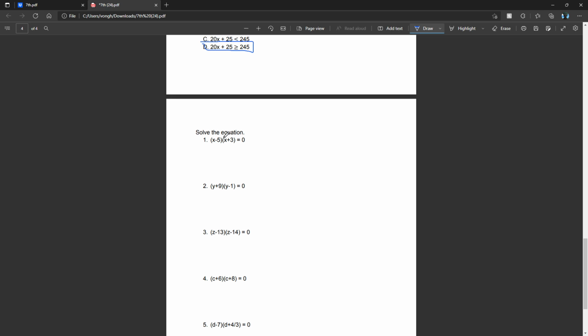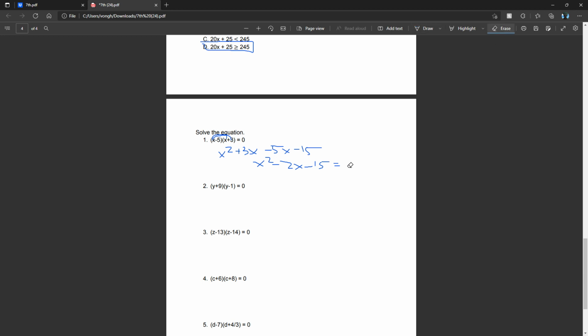Solve the equation. So all you have to do is multiply these two together. So x minus 5 times x plus 3. You just distribute. x times x is x squared. And then x times 3 is plus 3x. Negative 5 times x is minus 5x. Negative 5 times 3 is negative 15. Then you simplify: x squared minus 2x minus 15 equals 0.